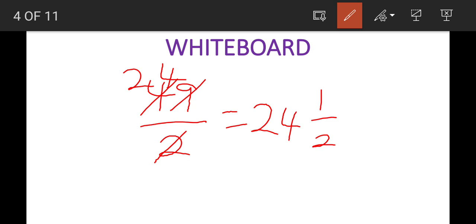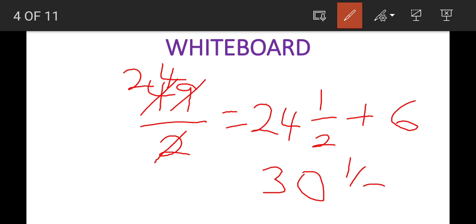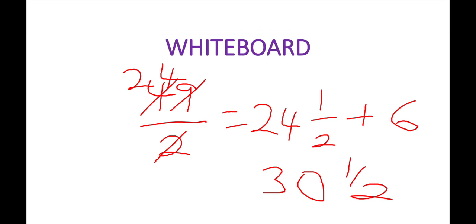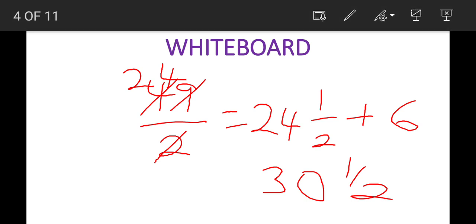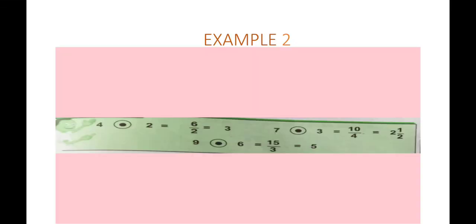Now, 24 and a half plus 6. What does that mean? Just add the 6 to the 24, which is 30. The half remains, so 30 and a half. Get it? So that is just the secret behind this. Okay, let's go to the next example.